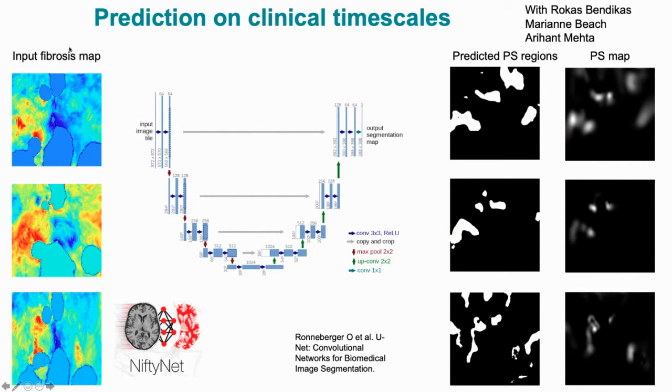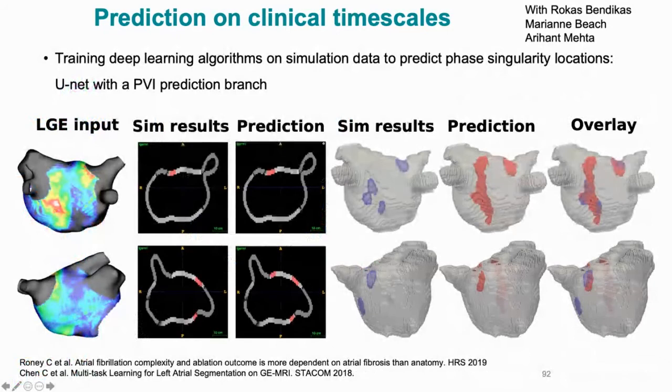partly because we looked at lots of different permutations of the different fibrosis maps, different permutations of the anatomy, different permutations of the fibre maps, and depending on the exact setup, you actually get very different phase singularity maps. So it's very sensitive to these initial conditions. So it's actually very difficult to predict.